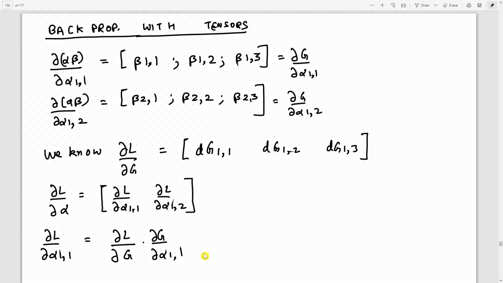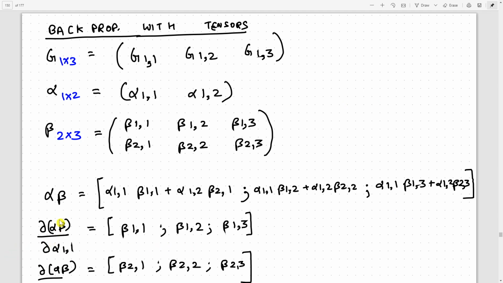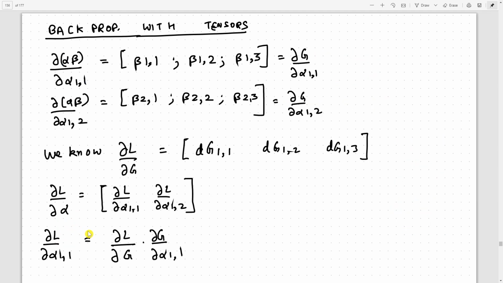We already know much of the terms here. We know the del L by del G term, and we already know del G by del alpha 1 1, because we calculated that here. G is the same as alpha beta, so we've already computed del G by del alpha 1 1. Now look at the shapes. Del L by del G is, since L is a scalar, 1 cross the shape of G, which is n cross m. Del G by del alpha 1 1 has G as n cross m and alpha 1 1 as 1. So the shapes are 1 cross n cross m, and the second term is n cross m cross 1.